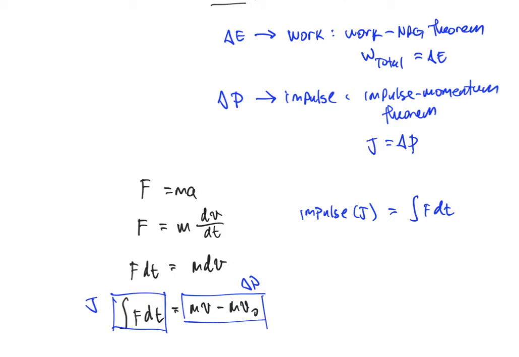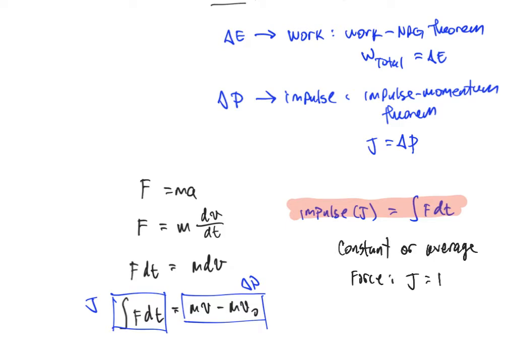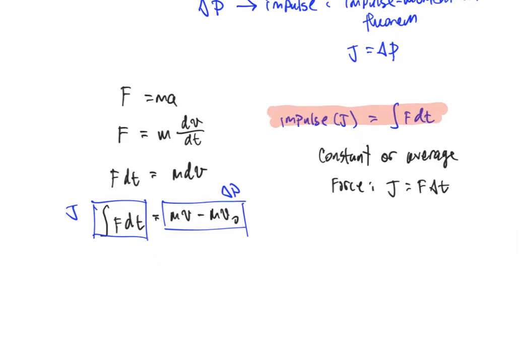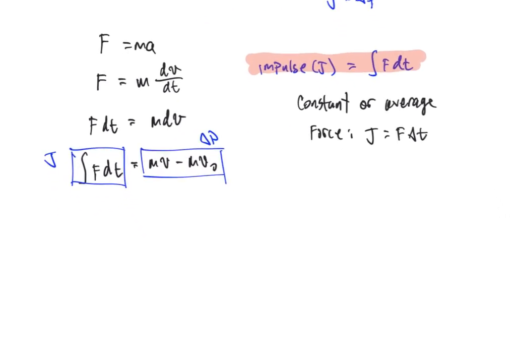In some cases, of course, what we'll find is that the force is constant, or you're given an average force, in which case it's really fairly simple. If you have a constant or average force, then the impulse J is just equal to F times delta T. And that's the simplest case.